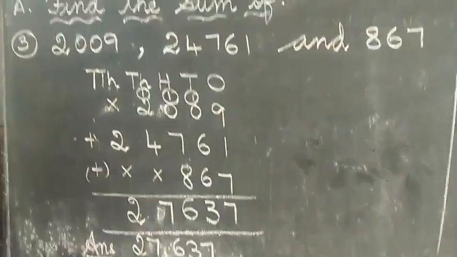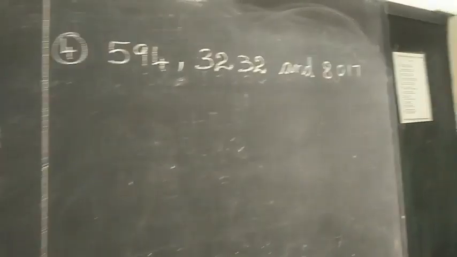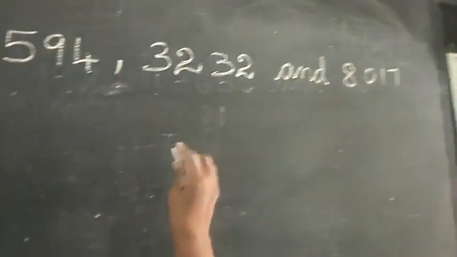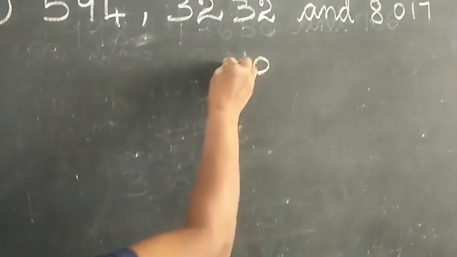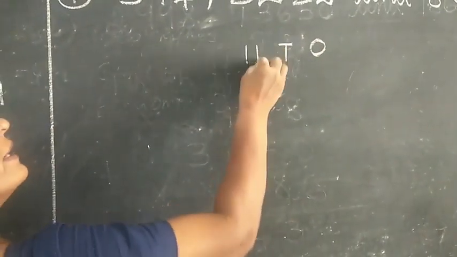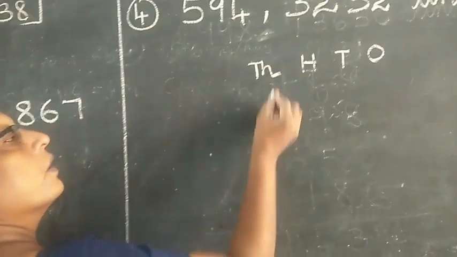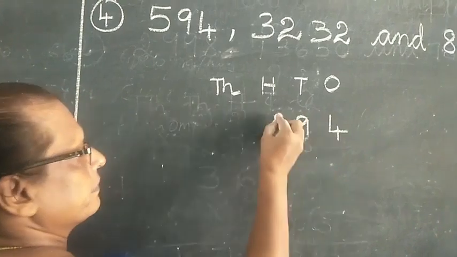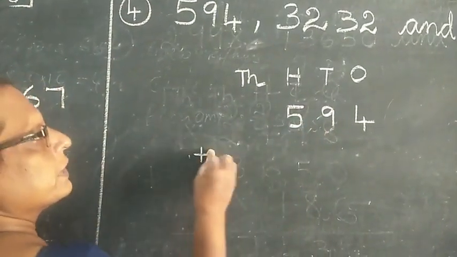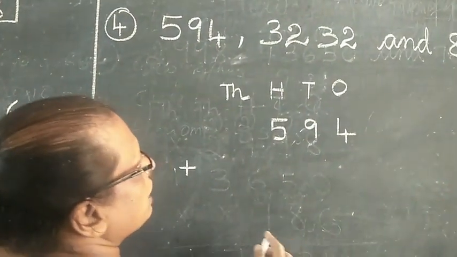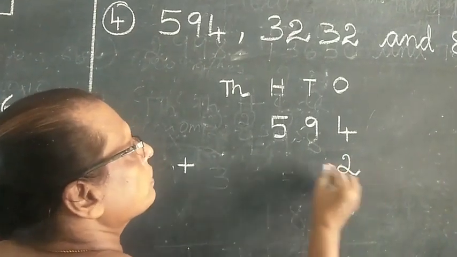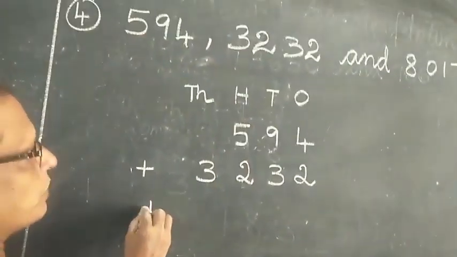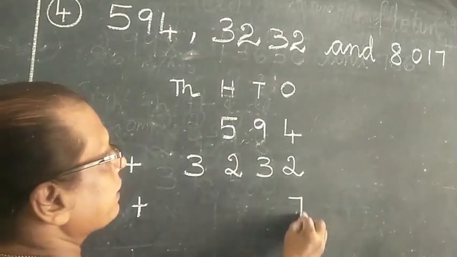27,637. Well, we'll see the fourth sum. Here 4 digit only is there. 3 digit, 4 digit and 4 digit. So what you can do? Ones, tens, 100, 1000. Okay. Now 594. Next one 3232. And the last one 8017.